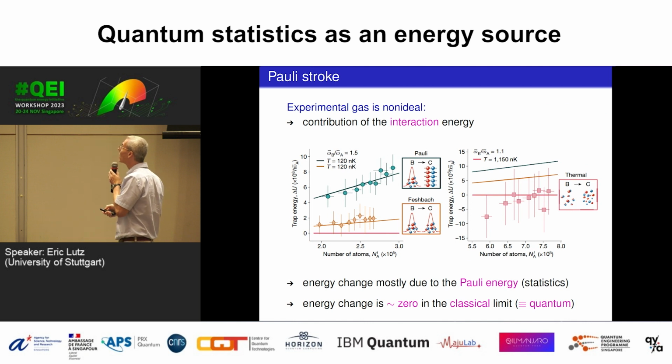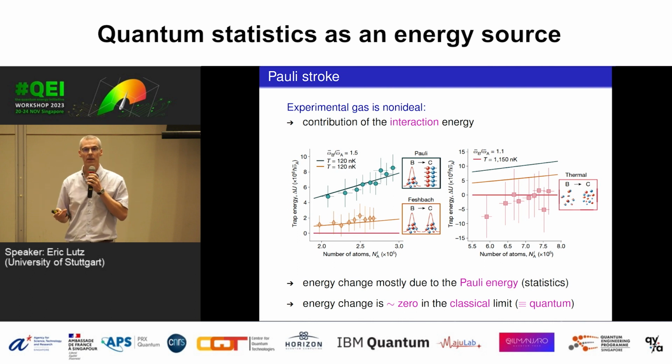So that's one thing to check. On the right-hand side, it's exactly the same, but now with a temperature which is about 10 times larger. And if you increase the temperature of the gas by a factor 10, you go from Fermi or Bose statistics to Boltzmann statistics. It's a classical statistics, and then you would expect that nothing happens. So we still have the corresponding lines for this Pauli stroke. This is the Feshbach one, and then you would expect to have 0, and indeed, it's very close to 0.